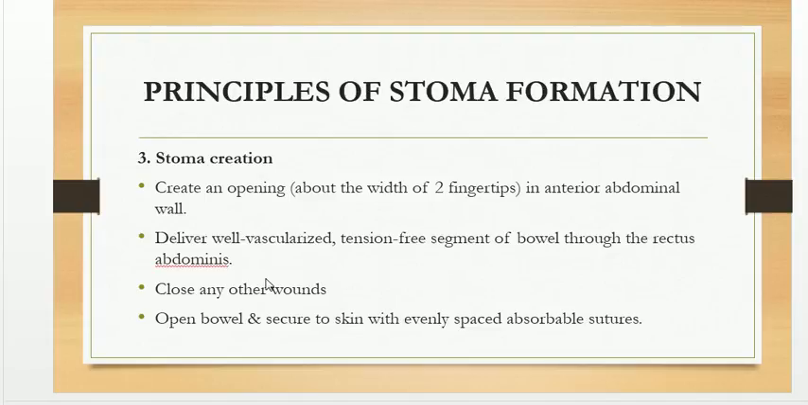Before opening, close any other wounds. For example, before we open the gut in stoma formation, we close the wound of the laparotomy or any other wound we have made on the abdominal wall. Then we open the bowel and secure it to the skin with evenly placed absorbable sutures. So we open the gut, then we apply full thickness interrupted absorbable sutures to the skin around the opening in the abdominal wall.